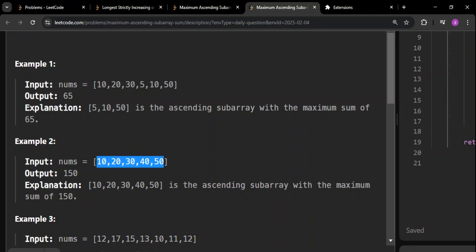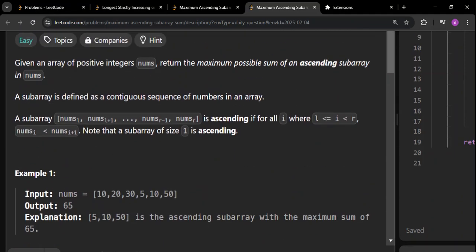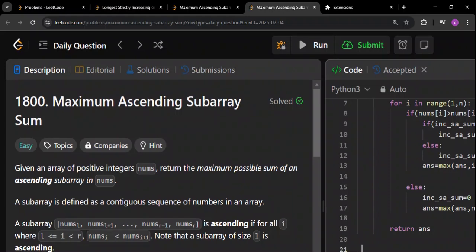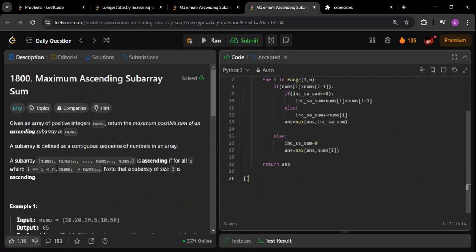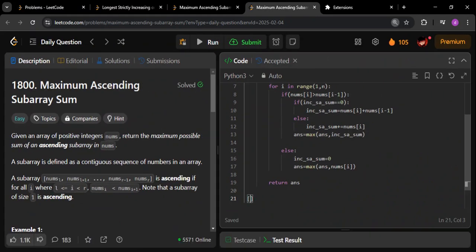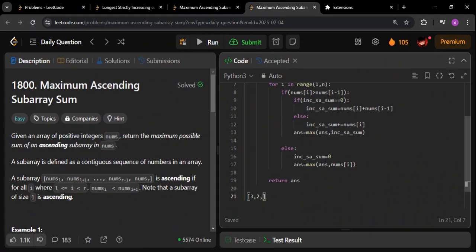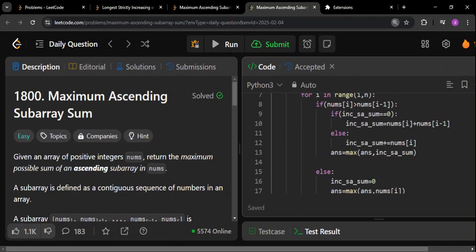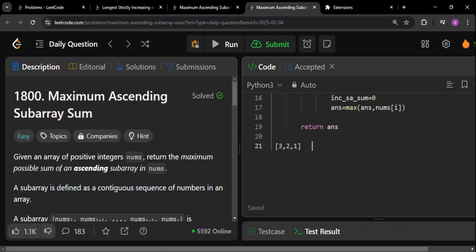One important aspect that I did not tell you, but it is also important, see this part. Note that a subarray of size 1 is also ascending. Let me type it and show it to you. I hope my screen is visible. Let us say we have something like this: 3, comma 2, comma 1. In this case, everything is strictly decreasing. From 3 we go to 2 and then to 1. There is basically no subarray of length greater than 1 which is strictly increasing.